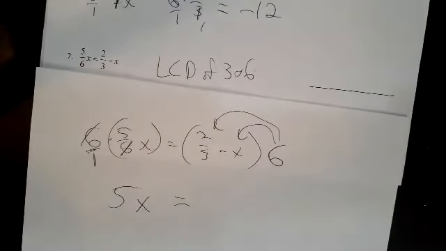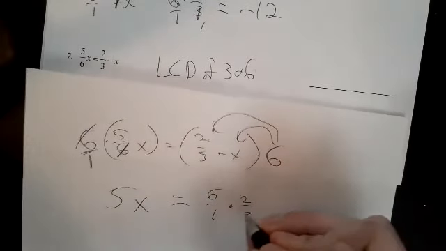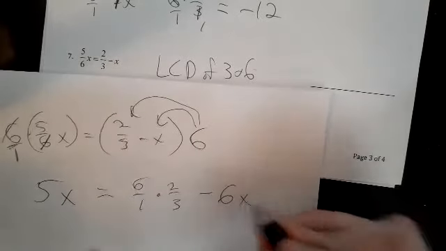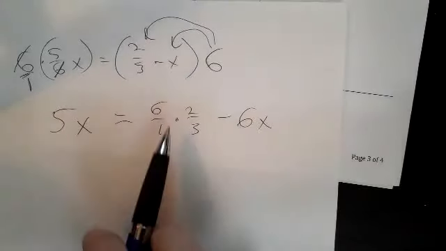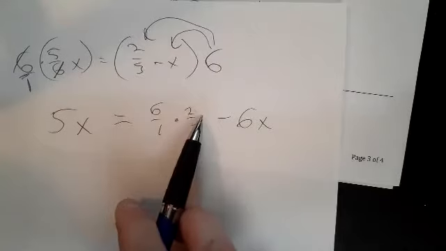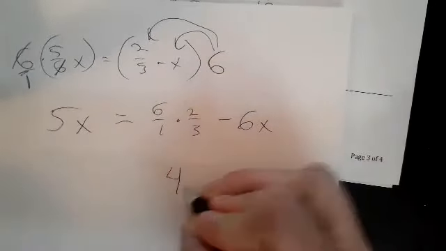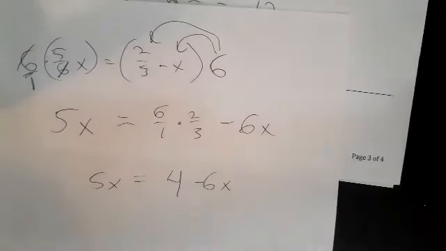This side should give me 5x. And if I'm looking at this, this gives me 6 over 1 times 2/3 minus 6 times x, and gives me minus 6x. And so it's still a little bit of simplifying. 6 times 2 is going to give me what? 12 divided by 3 will give me 4. Minus 6x is equal to what? 5x on this side.